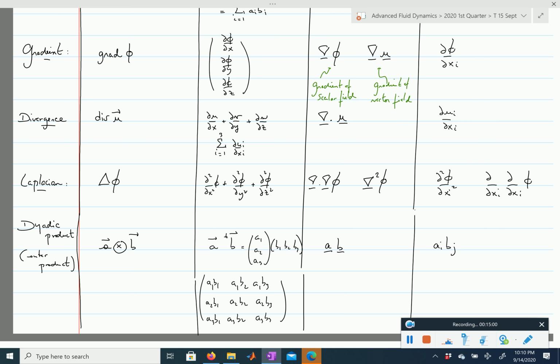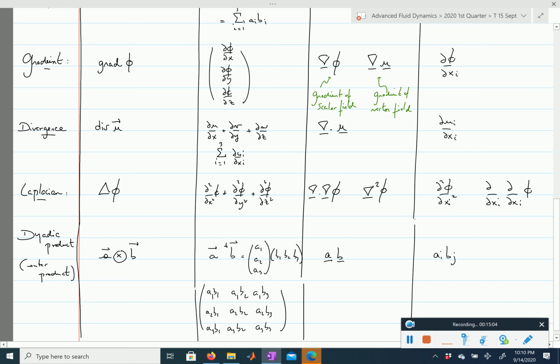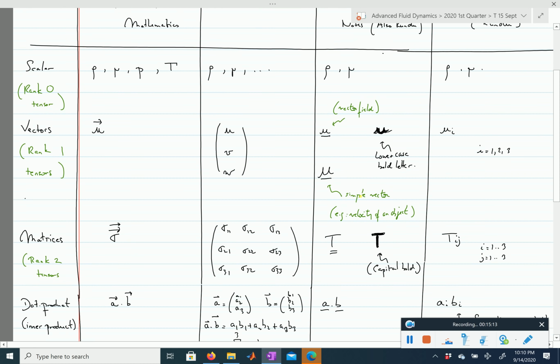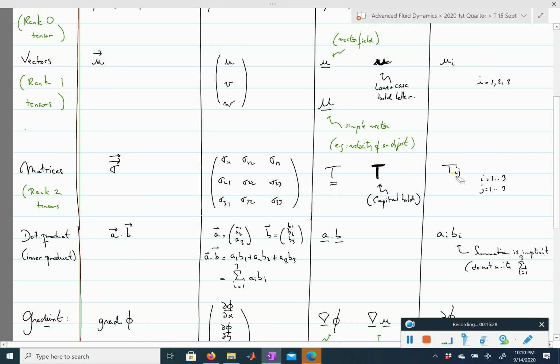If you're looking into the book of Kundu, you can always know the rank of the tensor by looking at how many indices are not repeated. So per non-repeated index, you add 1. So here for a scalar, there are no indices, so this is rank 0. Here you have 1 non-repeated index, it's just i, so it's rank 1. Here you have 2 non-repeated indices, so it's rank 2.